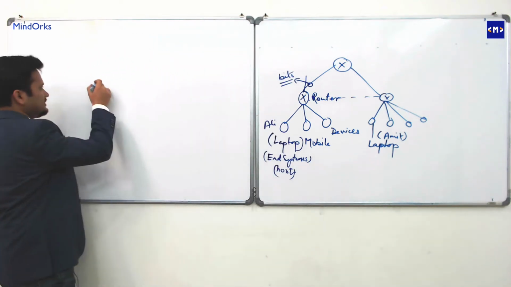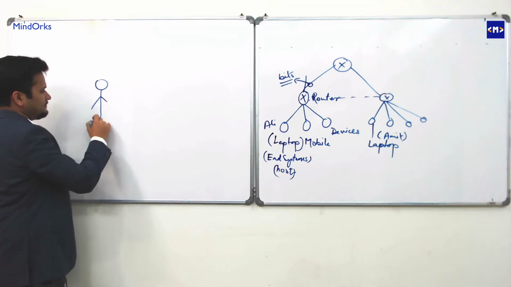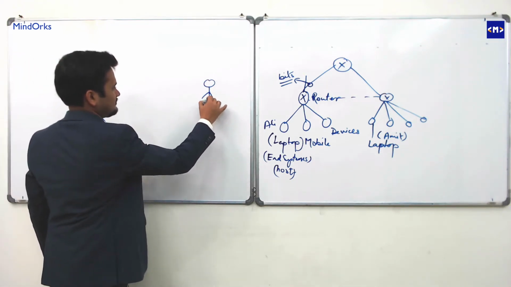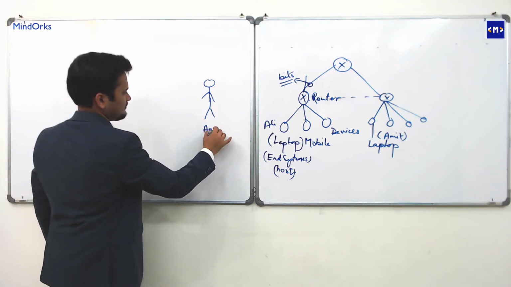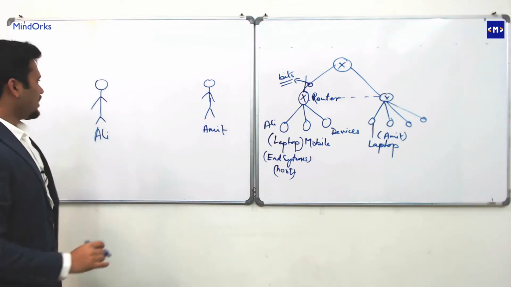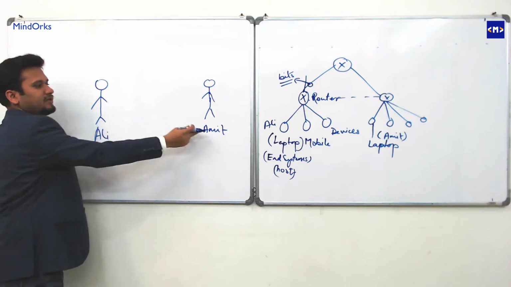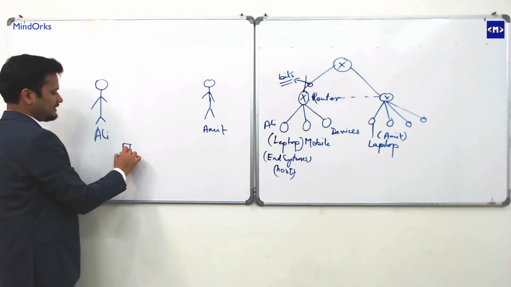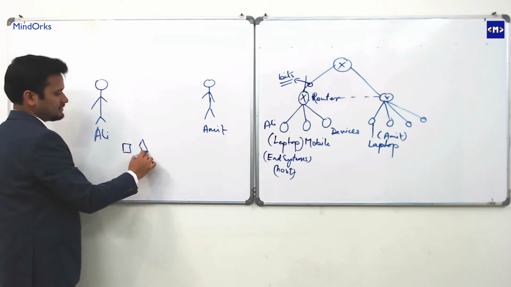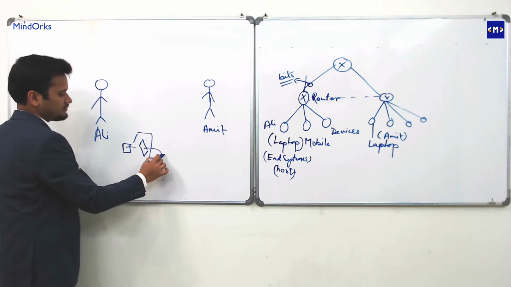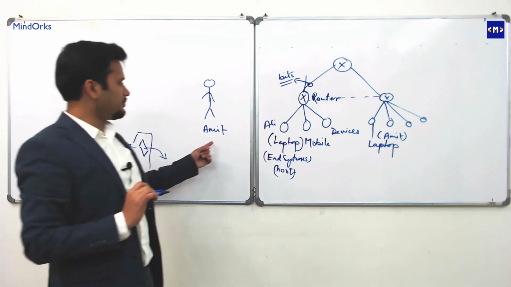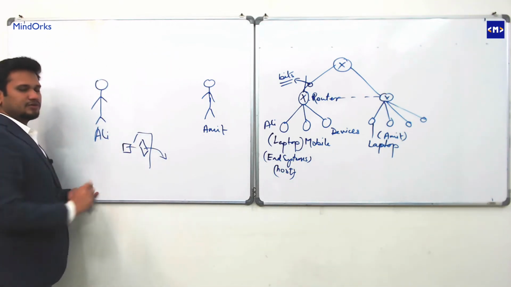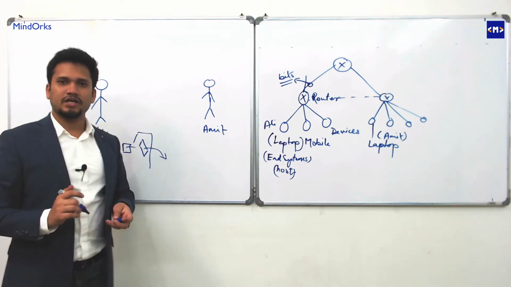Suppose this is me, and this is Amit. Now I need to send some information to Amit. What I can do is first write a letter and send it out from the window. Will it reach Amit if I just write something on a piece of paper and send it out of the window? It will not reach Amit.